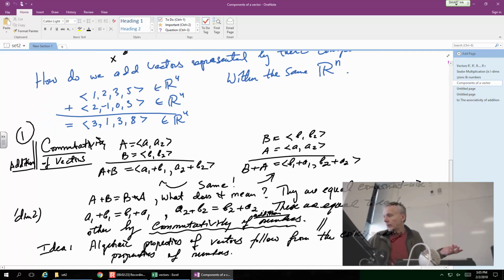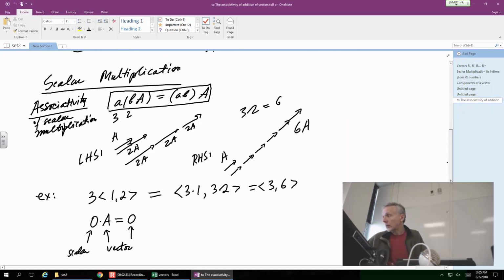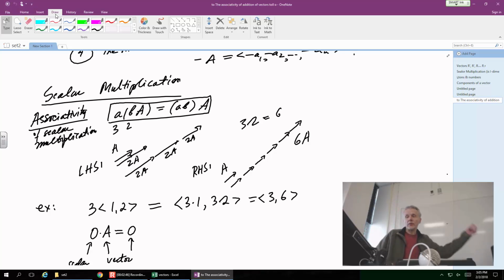Addition is really simple. The second operation is scalar multiplication. Okay, and then it has one property, pretty much one we care about right now, a standalone property that is entirely about scalar multiplication, without addition involved. Okay, so that's the associativity property of scalar multiplication right there.